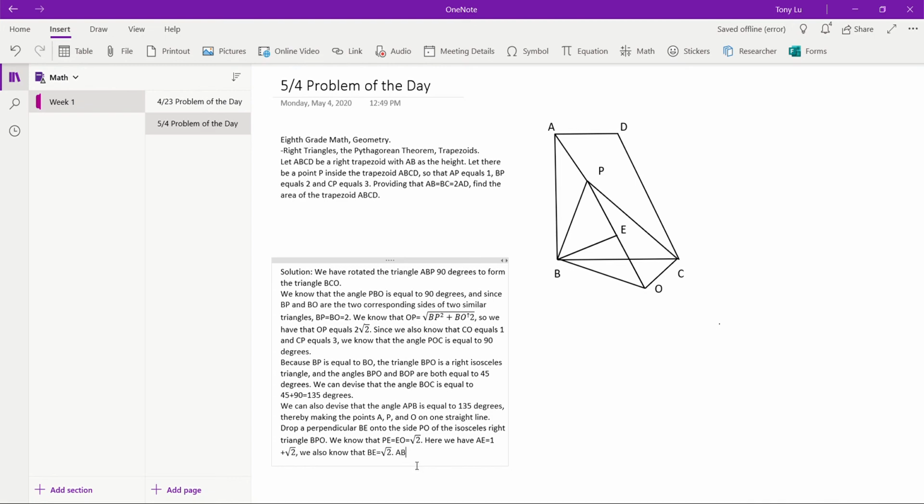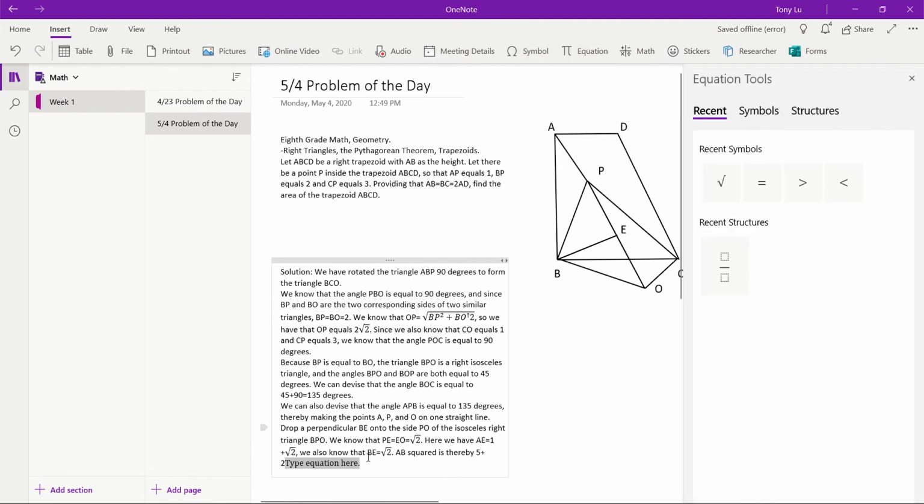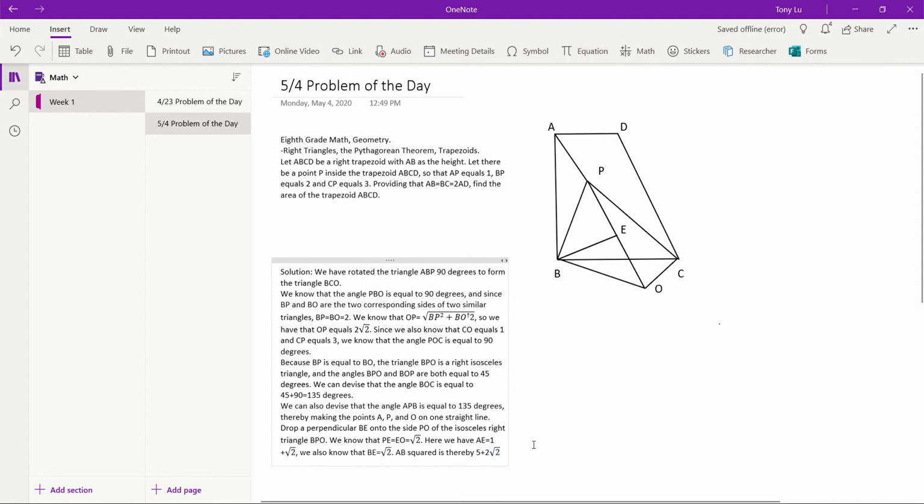AB squared is thereby 5 plus 2 square root of 2. I calculated this earlier, because it's kind of hard to calculate. It takes a little while, so I've calculated this earlier. It's 5 plus 2 square root of 2. Now we can figure out the area of ABCD.